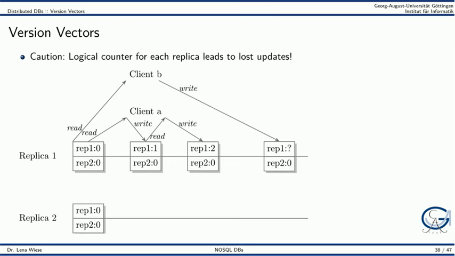For example, if client A and B write to one replica and we only have a counter for the replica, then client B could overwrite all previous writes of client A. In this case, all writes of client A would be lost and not be reflected in the system.